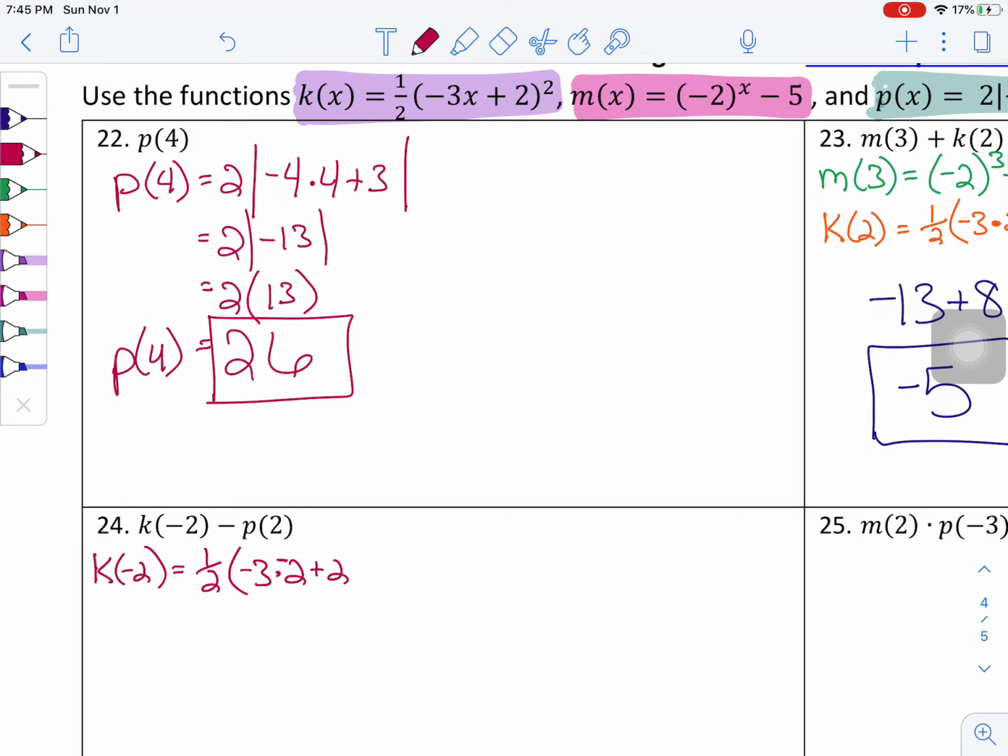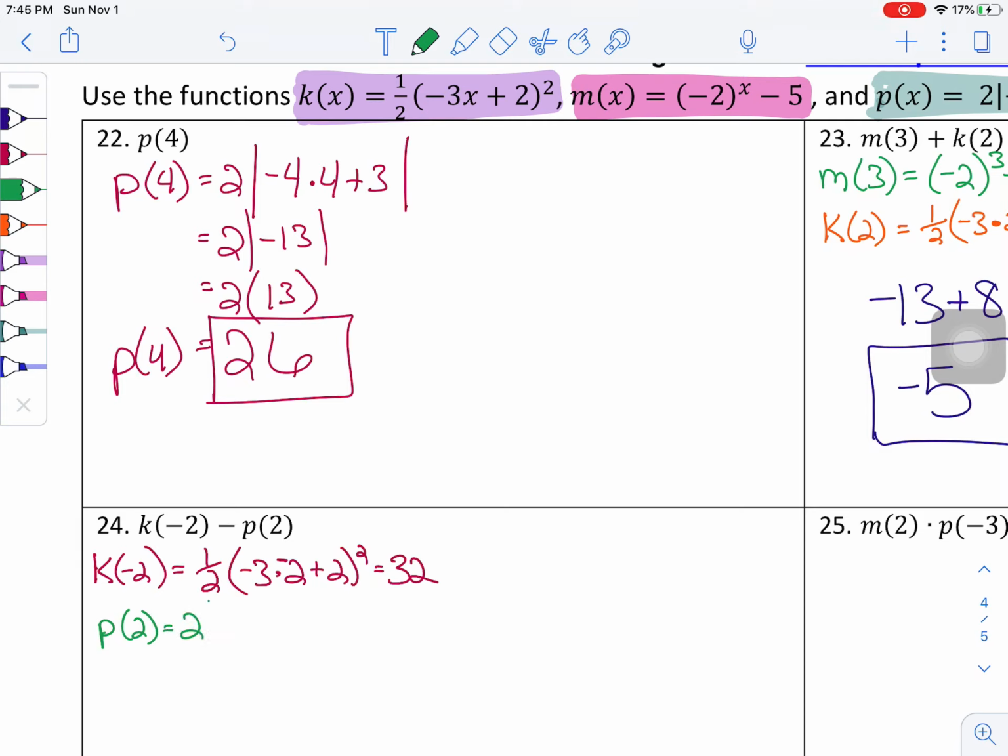Whoops, hold on. That's supposed to be a -2 there. Squared. All right, so -3 times -2 is 6. 6 and 2 is 8. 8 squared is 64. Half of 64 should be 32. All right, separately, I'm going to figure out p of 2.